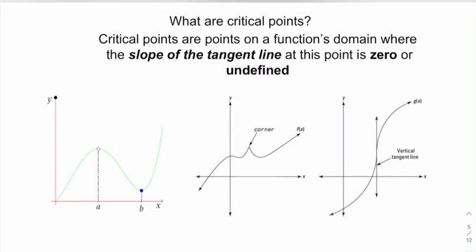We define critical points as points on a function's domain where the slope of the tangent line at these points is either 0 or undefined. It's important to recall that the slope of the tangent line at a point is another way of saying the derivative at that point. So we are essentially looking for points on a graph where the derivative is 0 or undefined. You should also note that these are called critical points because they mark a critical shift or change in the behavior of a function.